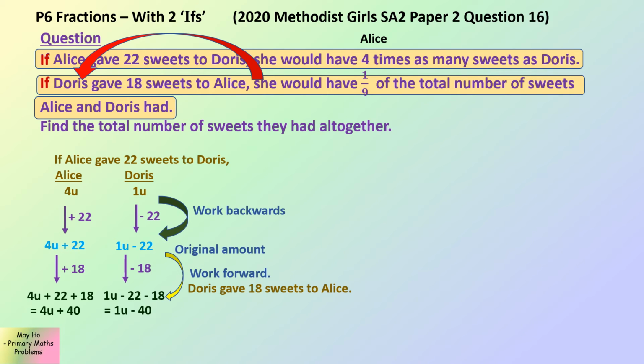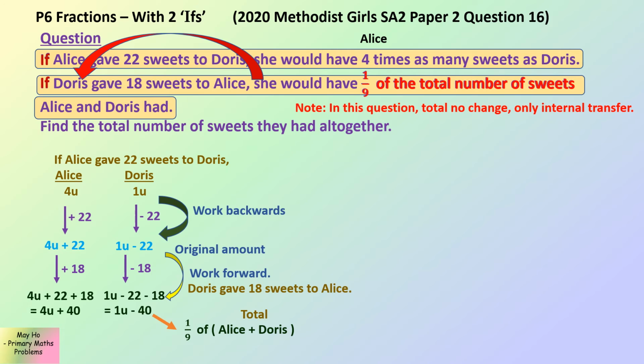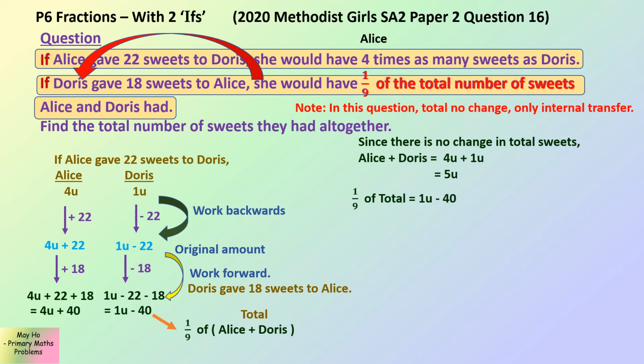So now let's look at this information. Now, as for Doris, after the transfer, she would have 1/9 of the total number of sweets. So that means 1 unit minus 40 will be equals to 1/9 of the total, or whatever Alice had plus whatever Doris had. So do take note, in this question, there was no change in the total number of sweets. It was just merely internal transfer. So with this, we can work out the sum of what Alice and Doris had. So that will be 4 units plus 1 unit equals to 5 units.